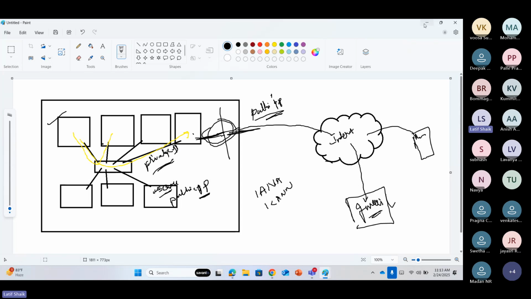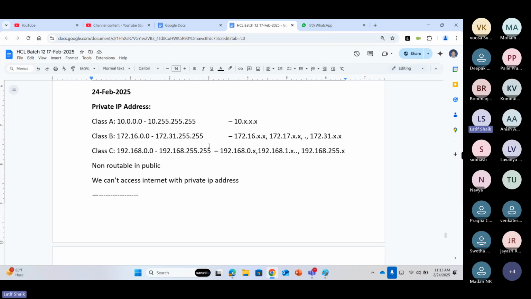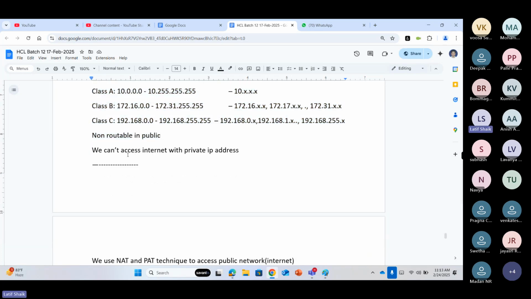A public IP address will be registered and paid for also. So registration is also required. And these private IP addresses are non-routable. We can't access the internet with a private IP.